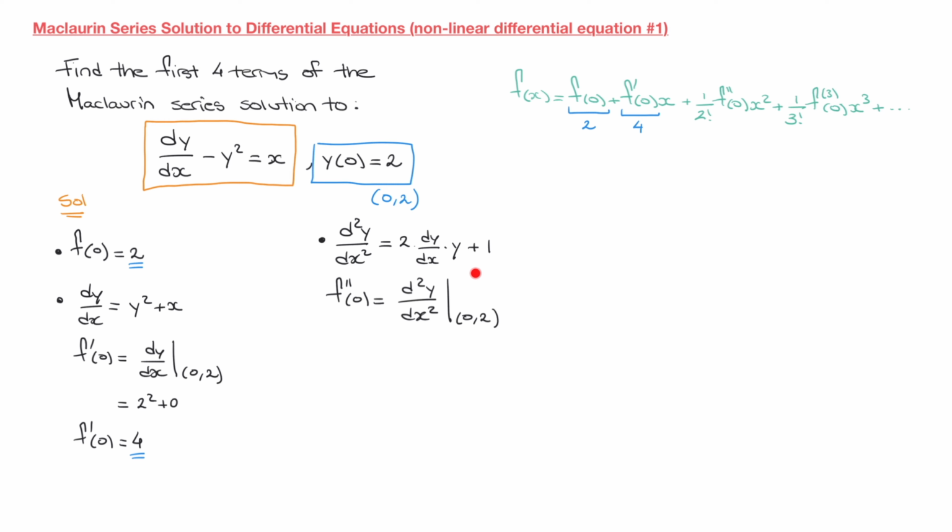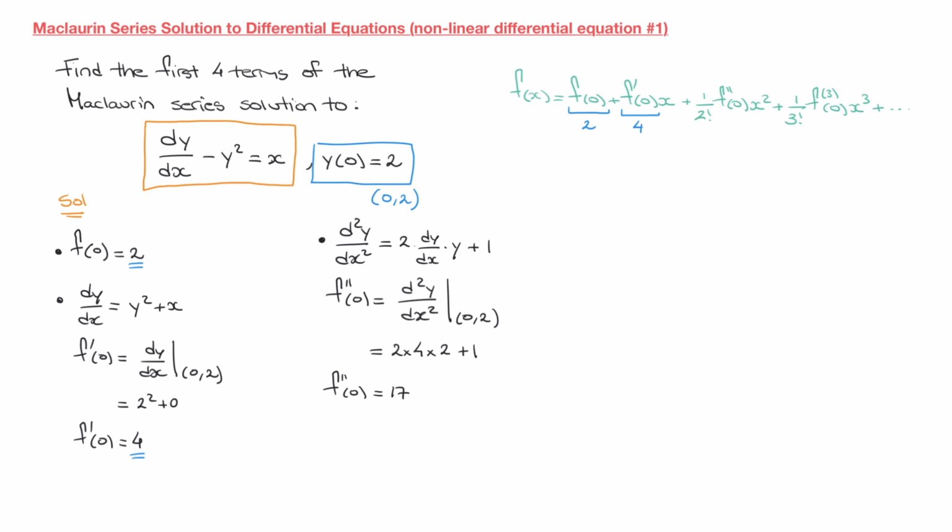Consequently, to evaluate this second derivative at this point, we can quickly state that that's equal to 2 times dy/dx at that point. So remember, that was 4. So that's 2 times 4 times the value of y when x equals 0, which again was 2, so that's 2 times 4 times 2, plus 1.